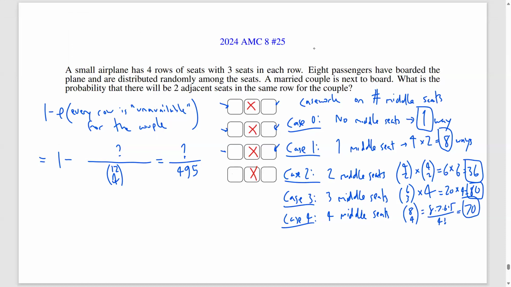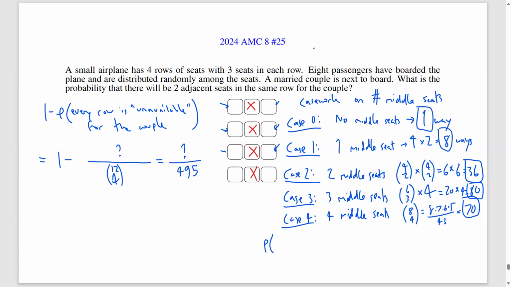So we've exhausted every possible case. The total number of ways where the 8 passengers can sit can be found by adding up these numbers which we've boxed. Now remember, this is just counting the number of combinations of 8 seats because every combination is equally likely.